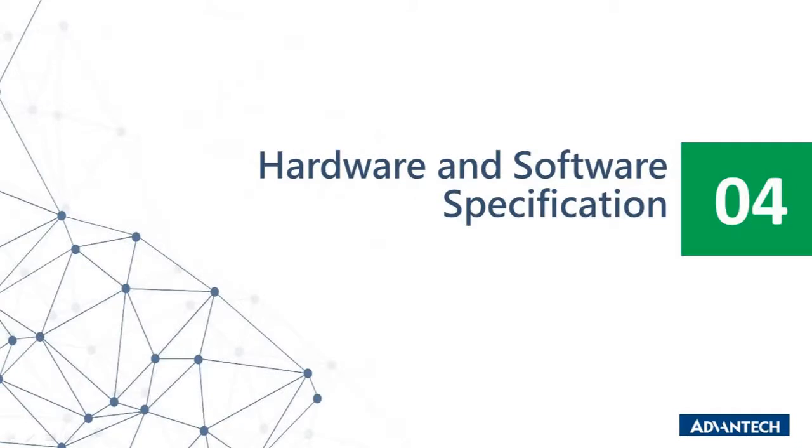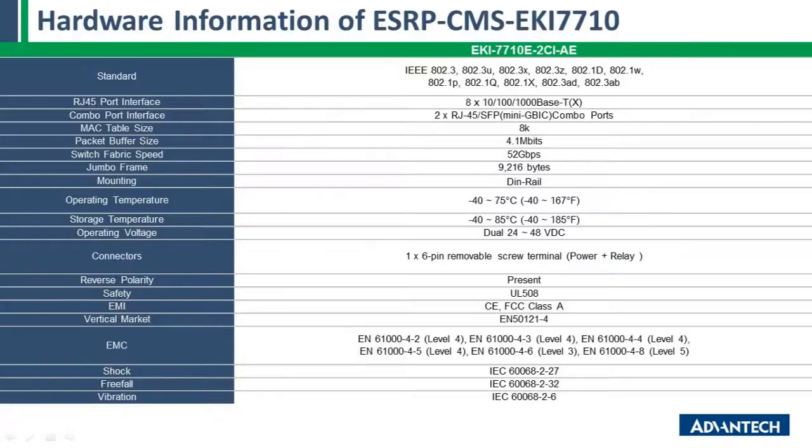Now, in the last section, we are going to introduce the hardware spec. So here's the hardware spec of AK7710 for your reference. It has 8 gigabit copper ports and 2 RJ45/SFP combo ports. It's designed to work under a wide temperature range, from minus 40 to 75 degrees centigrade, with dual 24 to 48 VDC power input. It also has EN 50121-4 specification for railway application.